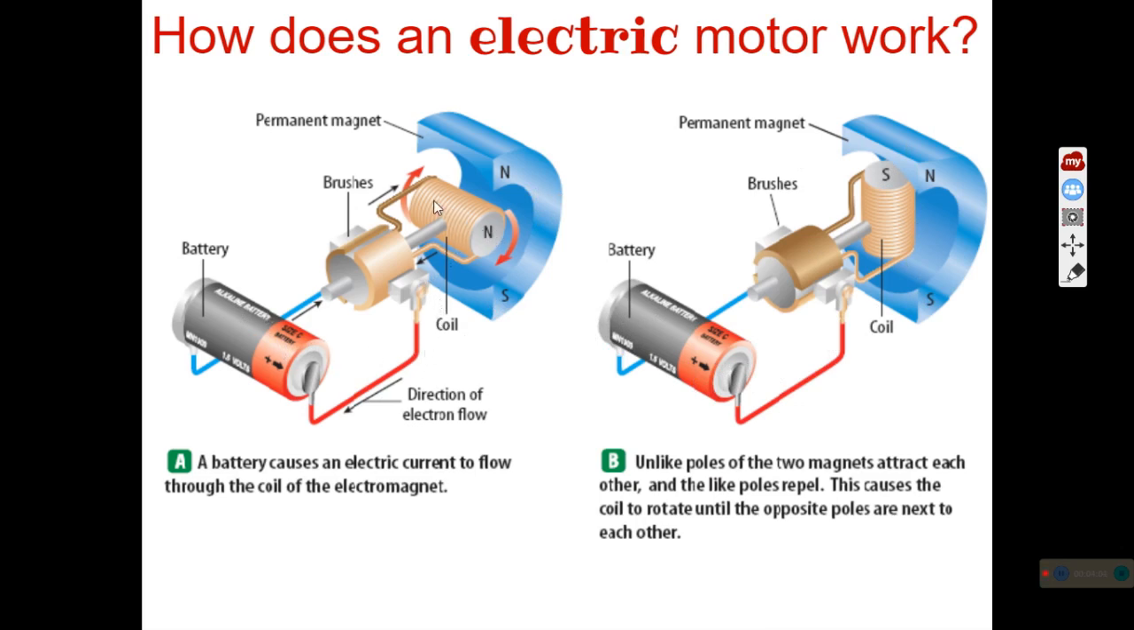But when you've got your electromagnet in the middle, the metal core with the wire coiled around it, what we notice is when it starts to spin, it only spins because of the flow of electrons from the battery. So in a motor, our electromagnet is spinning because of the electrical energy from the battery. So the battery causes the current to flow and it causes the electromagnet to spin.